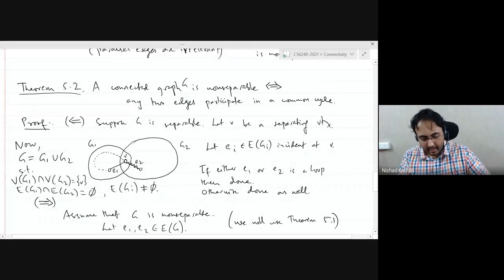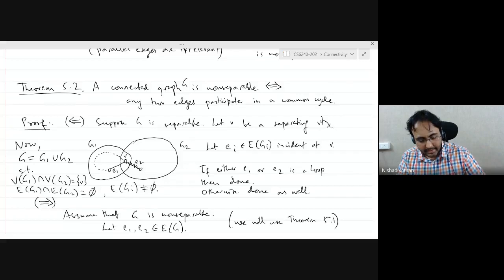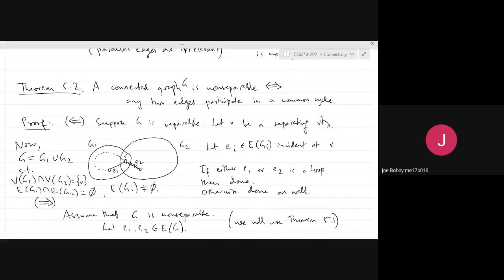So then I took two edges, one in the graph G1, incident at vertex V, and another in the graph G2, incident at vertex V. I can always do that because the original graph is connected, so both of these subgraphs will also be connected. In particular, there has to be an edge incident at the vertex V. Does that make sense? Yeah, that makes sense.